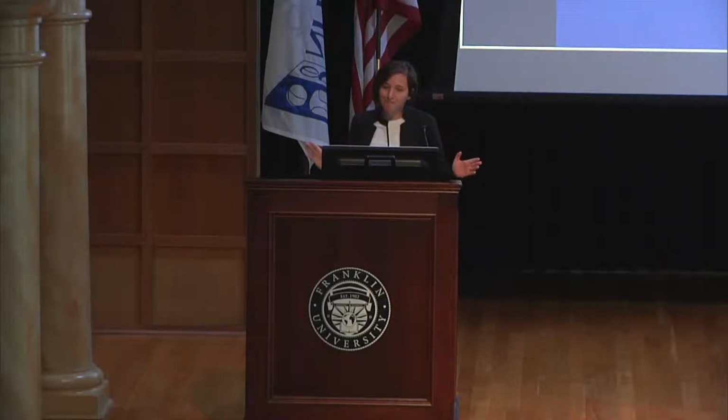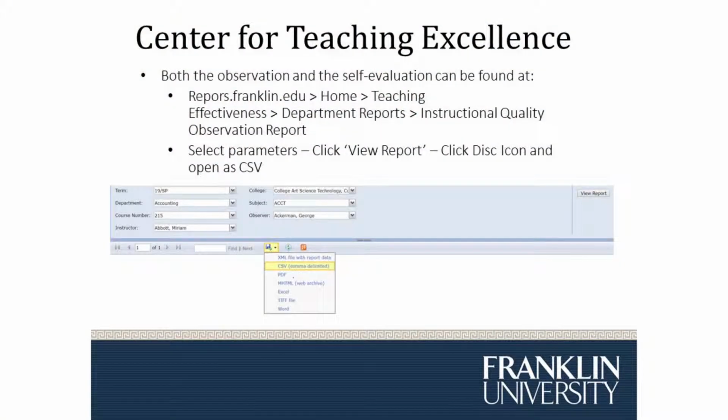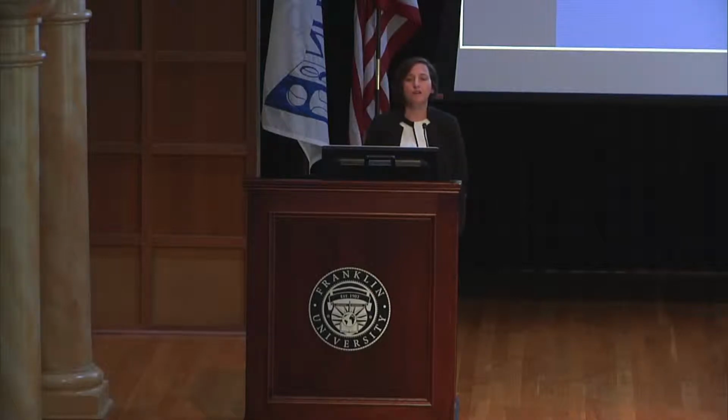This is a little bit irrelevant right now, I think, but this is how you get to reports.franklin.edu to access that data. If it changes, or when it changes, I'll make certain that I notify you in terms of sending out a full-time faculty email. And then over the next year, we are focusing on core component 3C that Danielle had spoken about earlier.